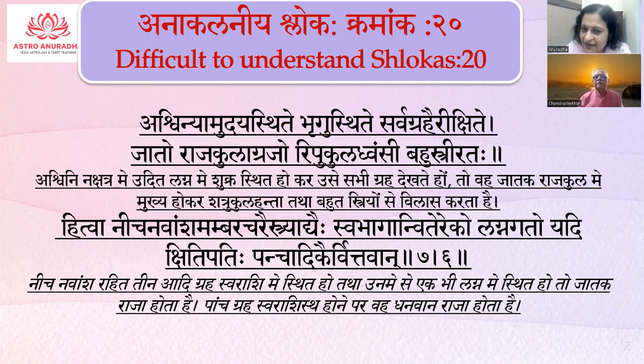And sir, in the second one, as you say, there are three planets which are placed in their own sign. But the condition is that they should not be in their sign of debility in the Navamsha. In that case, a person can become a great king. And if there are five such Swarashi planets, then the person becomes a very wealthy king also, if one of them is occupying his own Rashi in the ascendant. In the Lagna, yes. That has to be there.